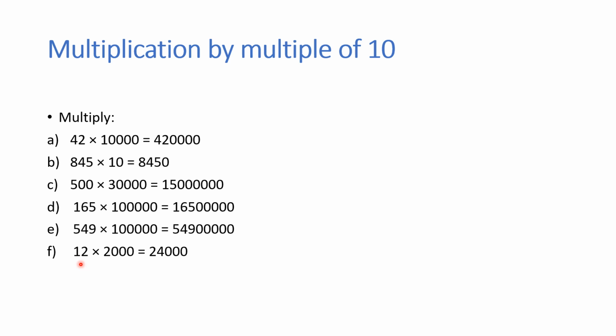In a similar way 12 multiplied by 2000. How can we do it? 12 twos are 24 and here are 3 zeros. So 3 zeros we will put here. So it will be 24,000. So multiplication by multiples of 10 is very easy and we can do it orally.